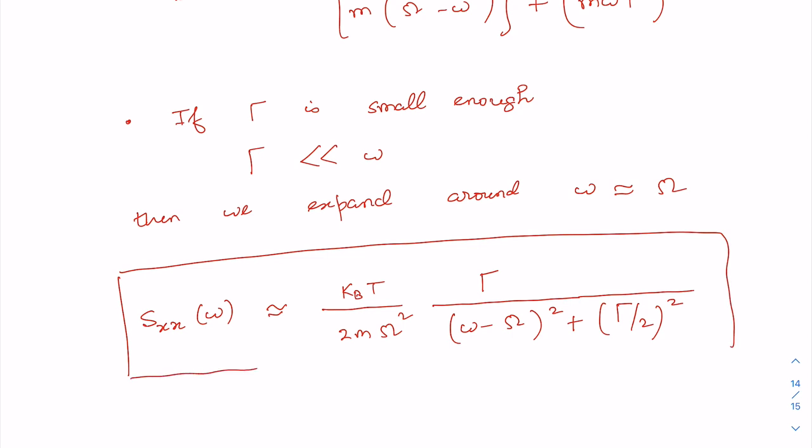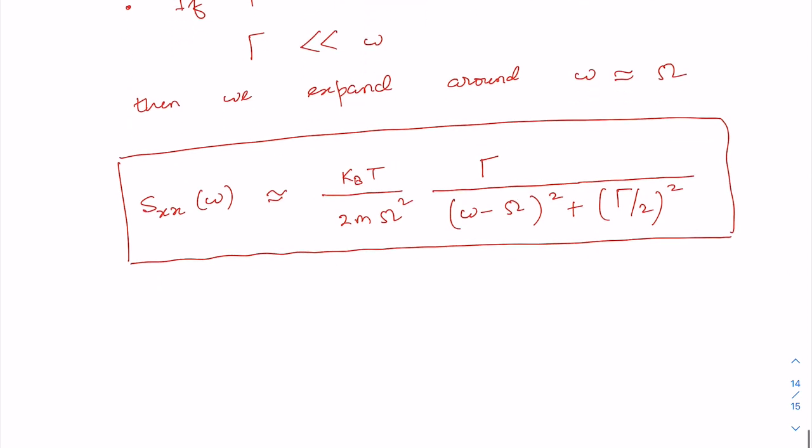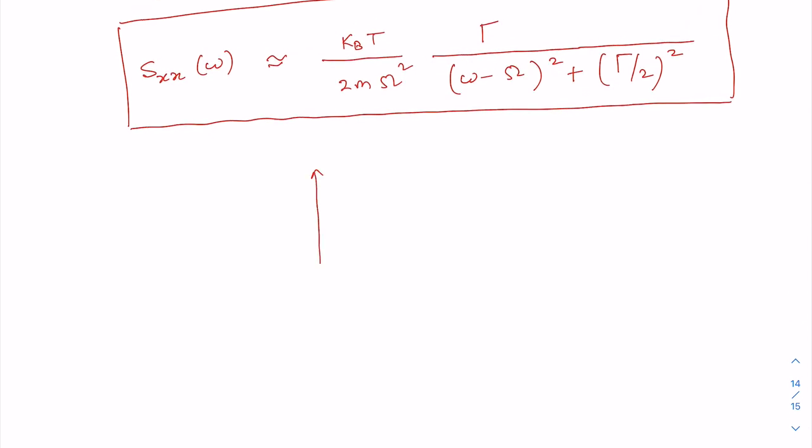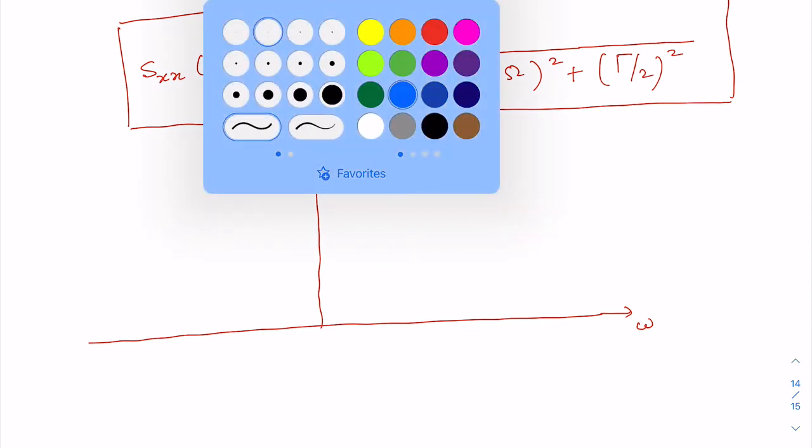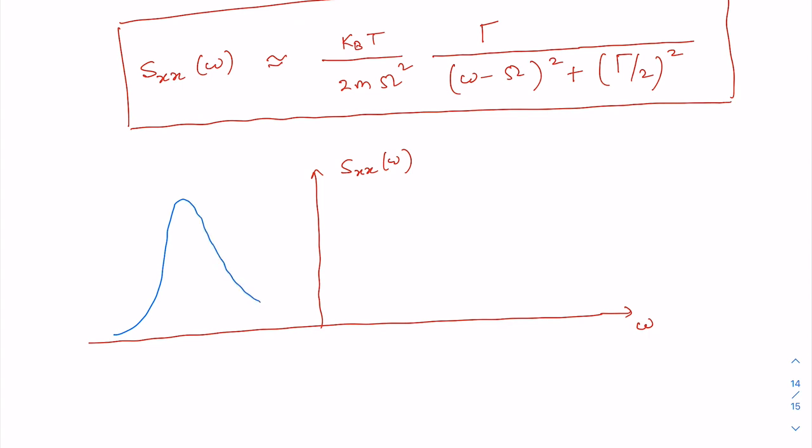Now you see, this expression has a Lorentzian form, and the typical plot would look like this. So let me just plot it. We'll have the noise spectrum on the y-axis and omega on the x-axis. Then we'll have a plot something like this. You'll see that this is symmetric around omega equal to zero, and the full width at half maximum here you can easily find out. The full width at half maximum would be gamma here.